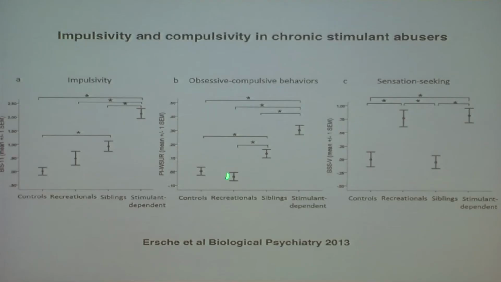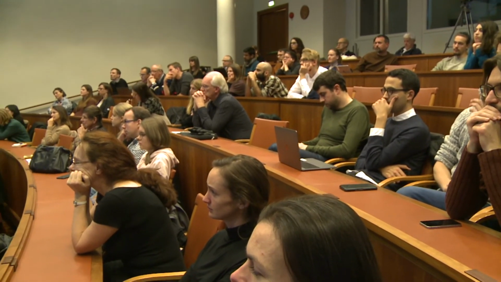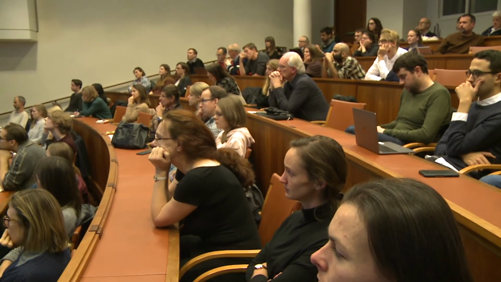But a major interest for this talk is the scores on a measure of OCD-like behaviours. And again, you can see this same pattern. The siblings are showing even OCD behaviours more than controls, and stimulant-dependent individuals are showing a lot of OCD behaviours: checking, disgust, contamination worries, and so forth.